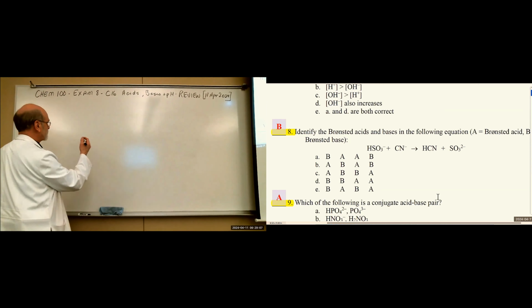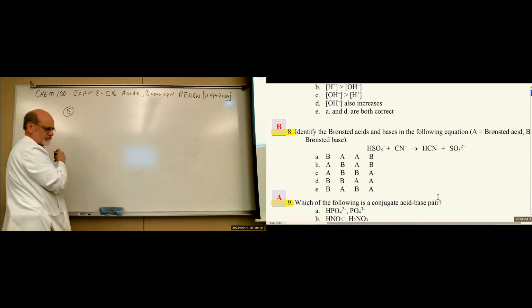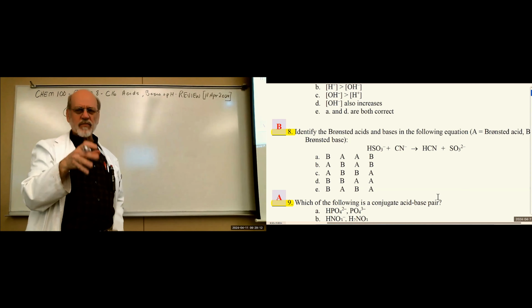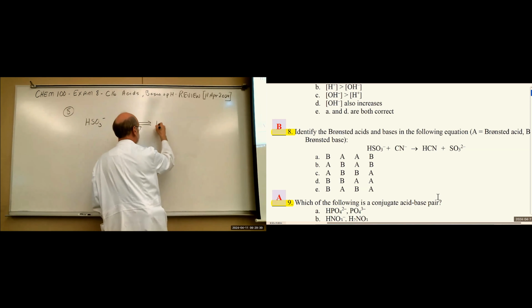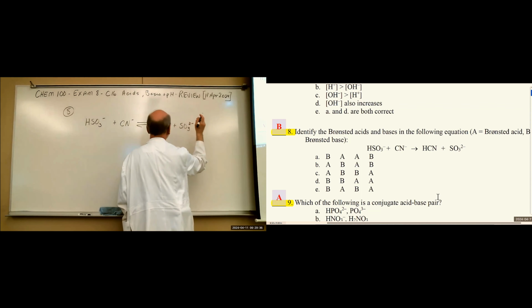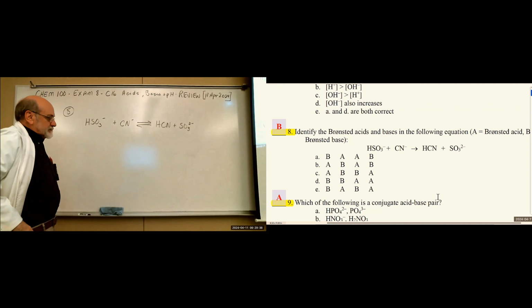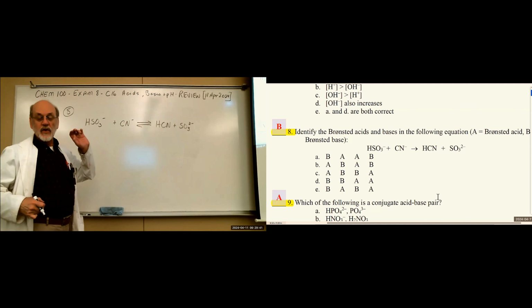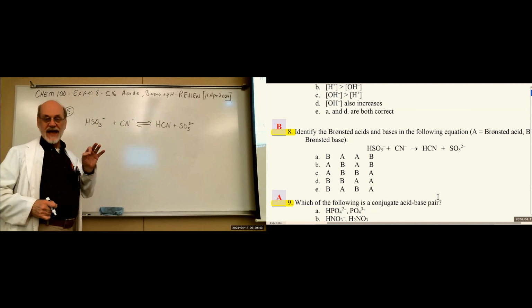Number 8. All right. Identify the Bronsted acids and bases in the following equation. So let's put what's given to us. HSO3 minus plus CN minus yields HCN plus SO3 2 minus. Which is the reactant acid?